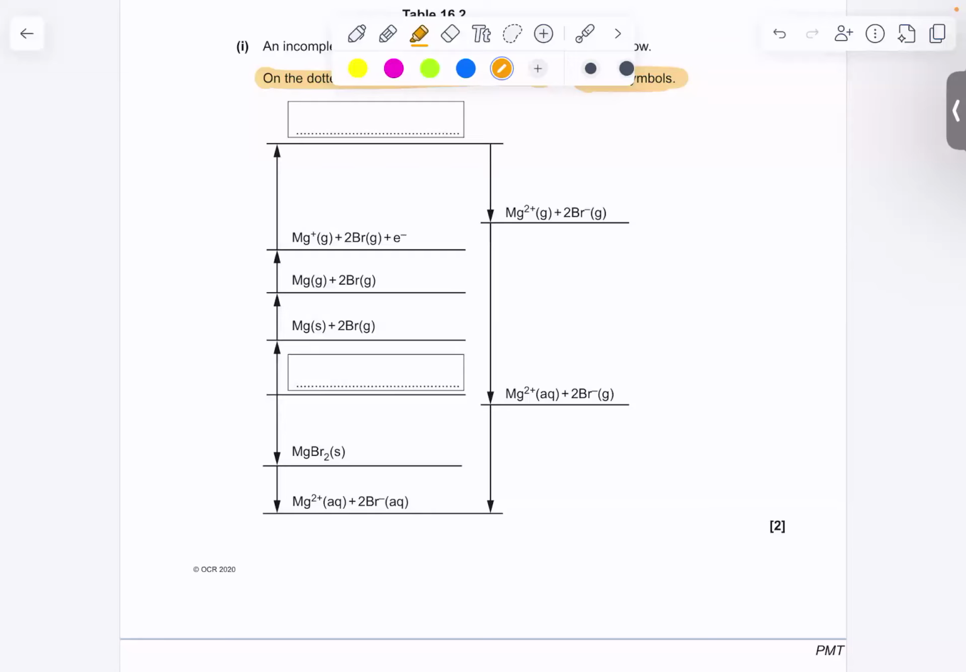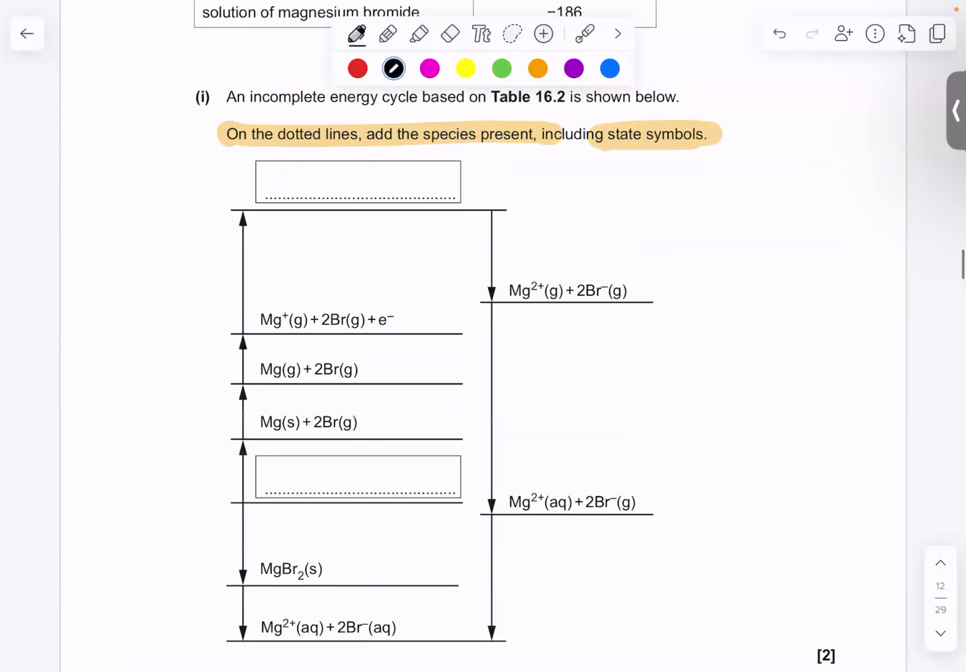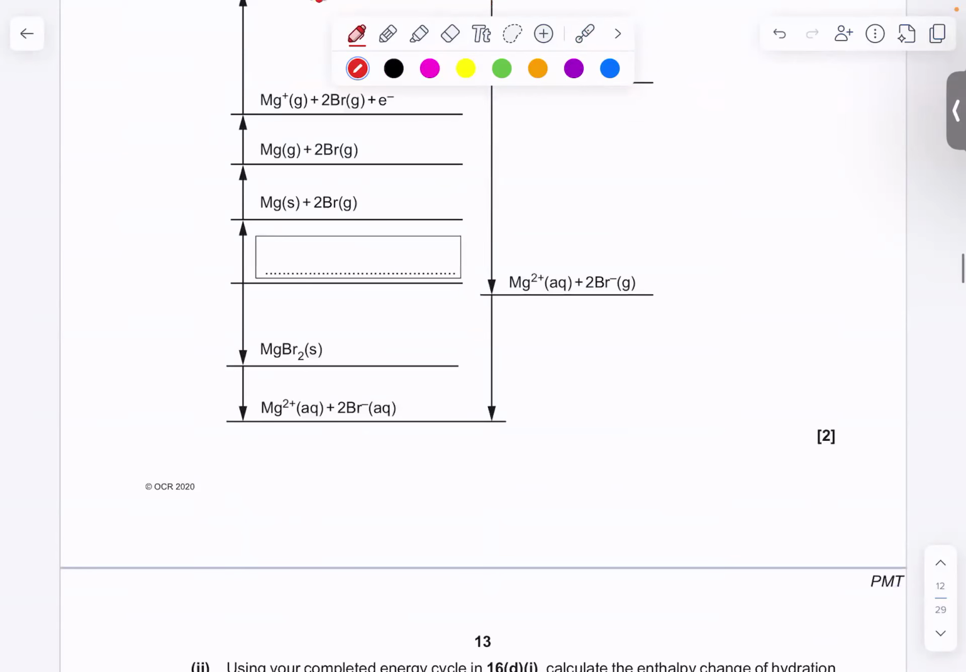Maya, in this you simply need to write down the equations. So for the top box, I wrote Mg2+ gas plus 2 Br gas plus 2 e minus. There you are. Well done. And then for the bottom one, I wrote Mg solid plus 2 Br solid.